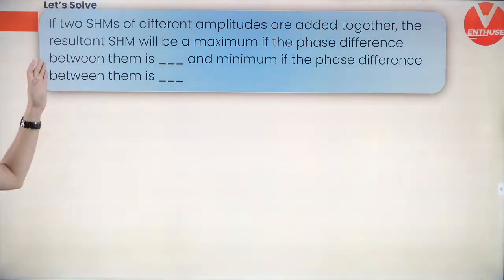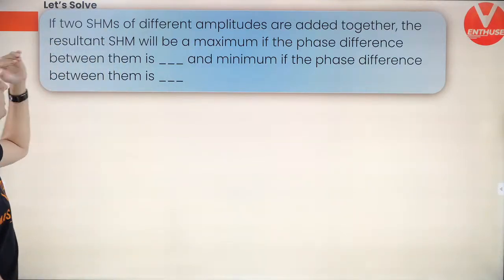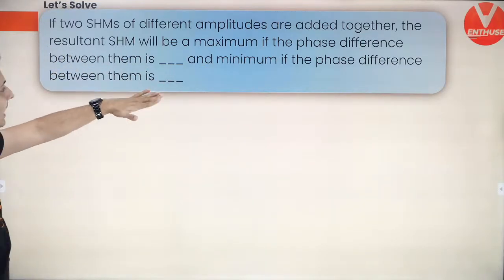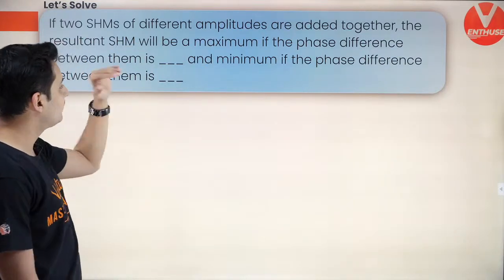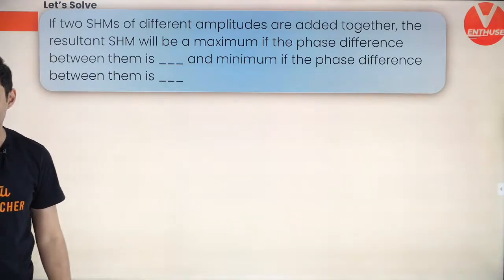So here is the first question. If two SHMs of different amplitudes are added together, the resultant SHM will be maximum if the phase difference between them is dash, and minimum if the phase difference between them is dash. Come on guys, think.